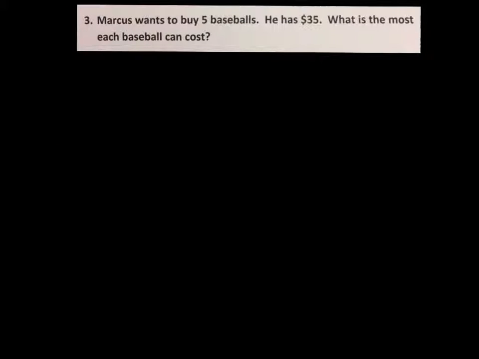Next we have number 3. Marcus wants to buy 5 baseballs. He has $35. What is the most each baseball can cost? Okay, it says the most. So he can spend the full $35. So he needs to spend less than or equal to that much. If he only has 35, he cannot spend 35.02. And he wants to buy 5 baseballs.